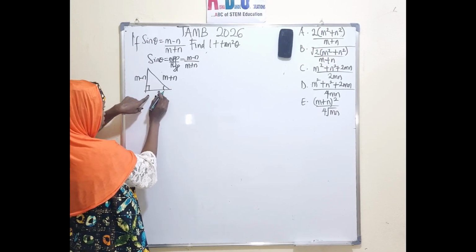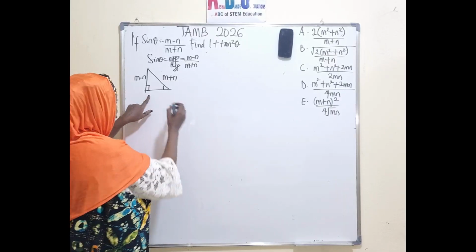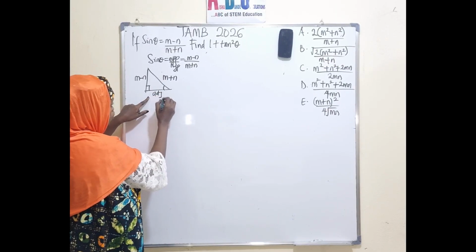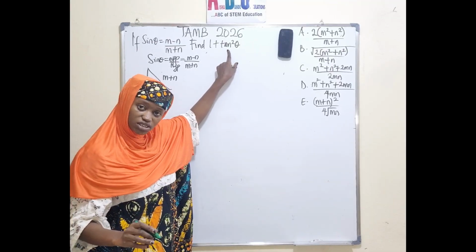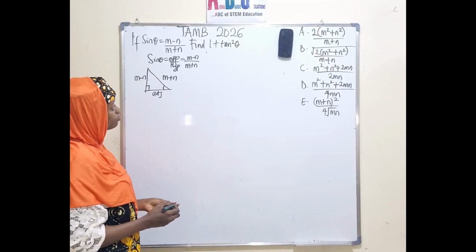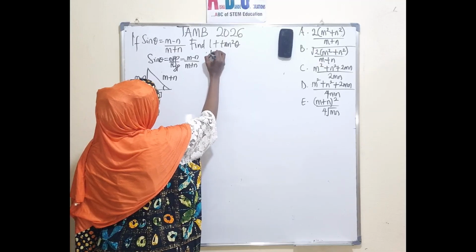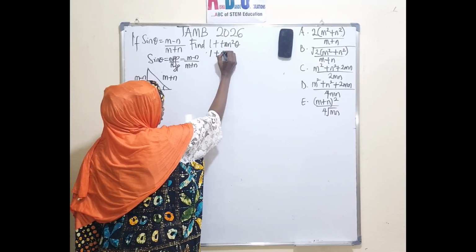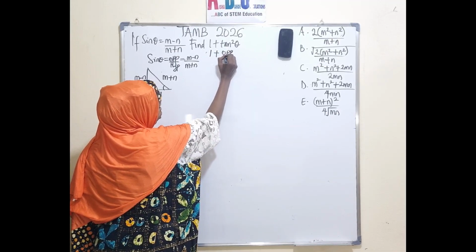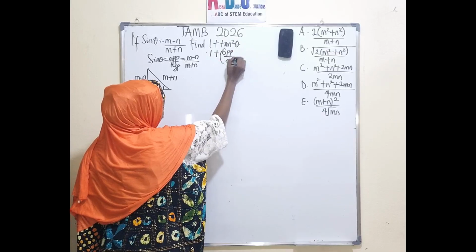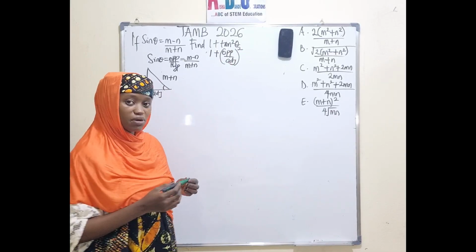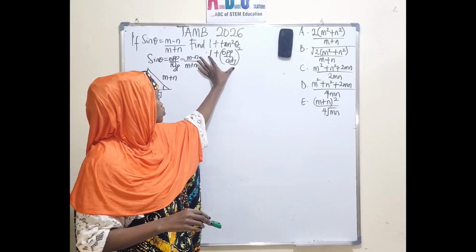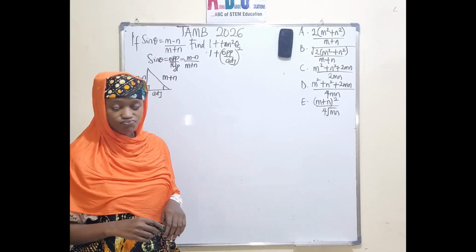So the missing value here now is the value for the adjacent, which we do not know. And we have to find the value of 1 plus tan squared theta, right? So for us to get the value of 1 plus tan squared theta, this becomes 1 plus tan squared theta, and we know tan theta is what? Opposite over adjacent. So we include the square here, that's the power. So this is the formula we are to use now to solve this problem.